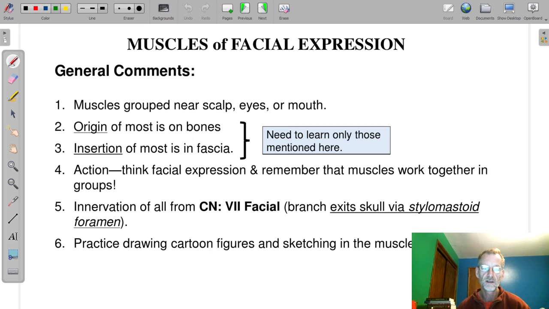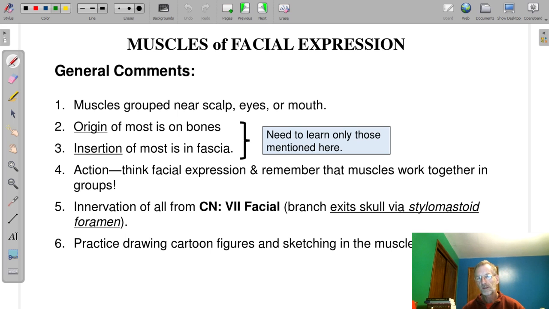And you only need to learn the origins and insertions of those muscles that are indicated in your objective sheet, the larger version that I'll pull up here in just a moment, and that are talked about. If I don't talk about the origin and insertion for a particular muscle, and it's not in the objective sheets, then you don't need to learn that.